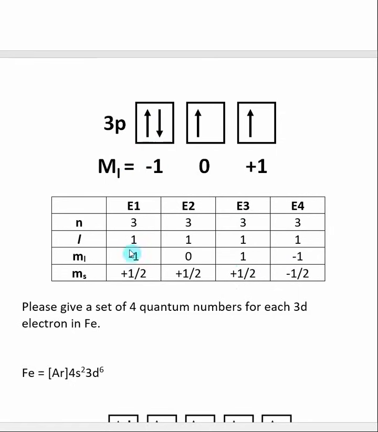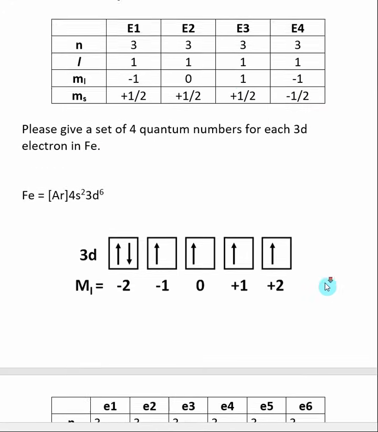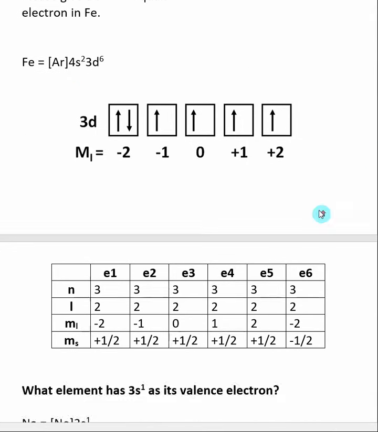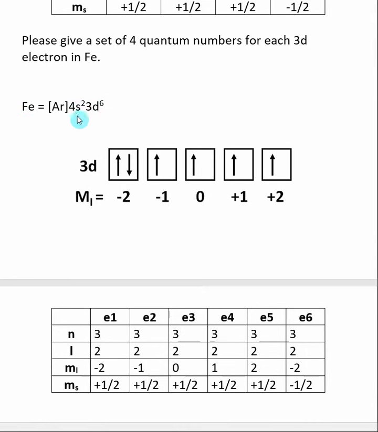And because the first electron had a spin of plus 1/2, this electron must have a spin of minus 1/2. So another question says, give a set of 4 quantum numbers for each 3d electron in iron. Same deal, you want to start with the electron configuration.